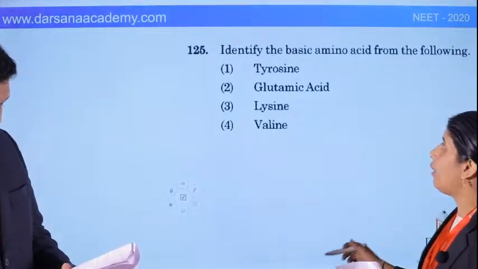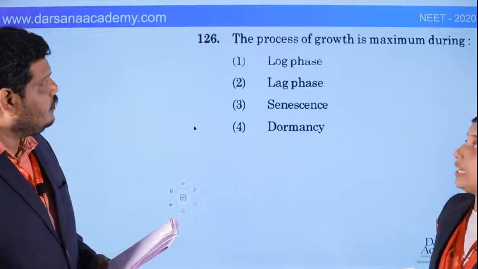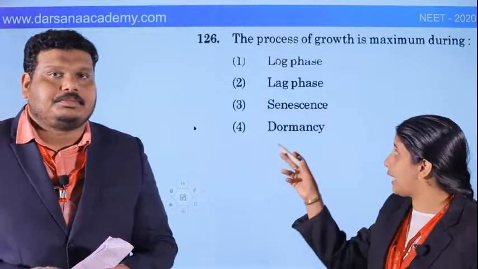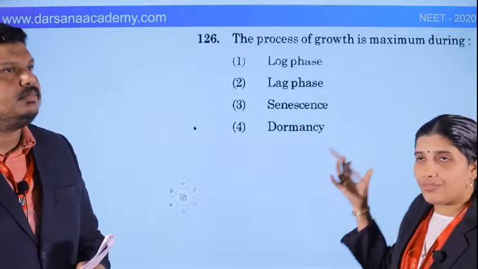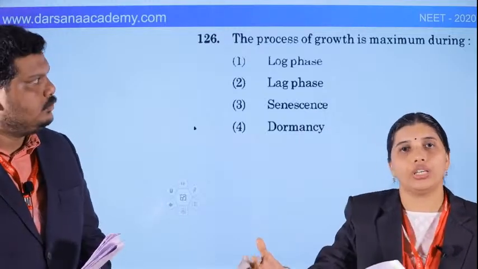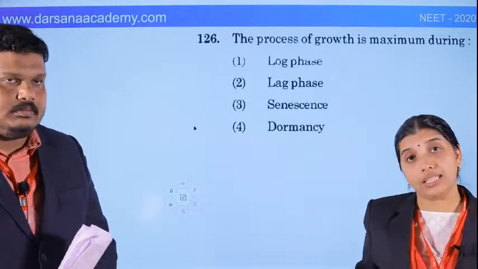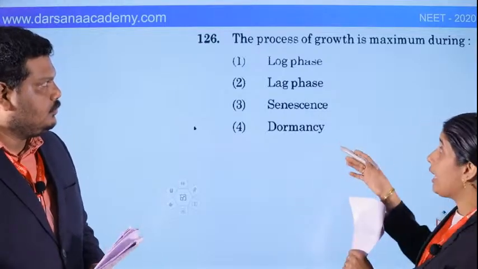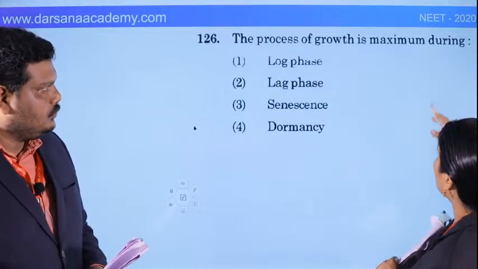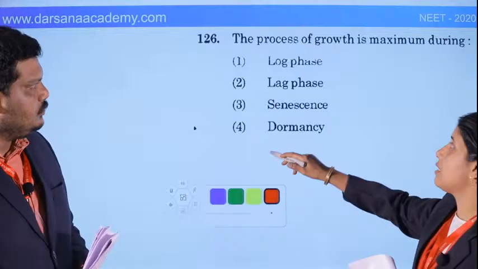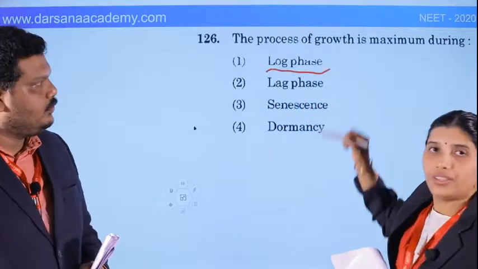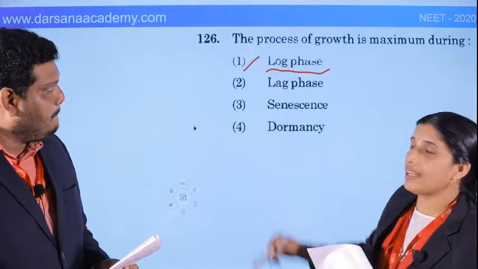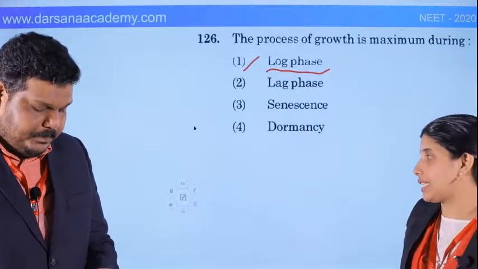And what about the next question, 126? The process of growth is maximum. We can see that it is connected with the lag, log, stationary phases and senescence in plant growth and development. Also, in the second year, the concept of organism and population growth is there. We know that. From this, the process of growth is maximum during log or exponential. What's the answer for this question? 1 is the correct answer for question number 126.